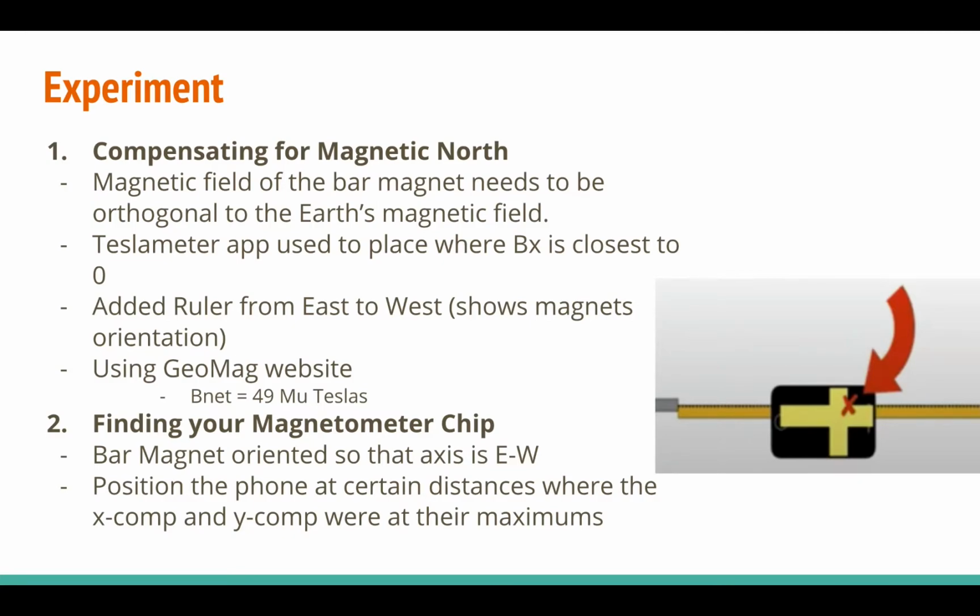Next, in order to find my magnetometer chip, I aligned the bar magnet with the ruler and then slid my phone along the perpendicular line until the x component was at a max and the y component was at a min. After marking this position, I rotated my phone 90 degrees and repeated the procedure until the x component was at a min and the y component was at a max. I marked the positions as shown in the figure and then used this location to measure my values.